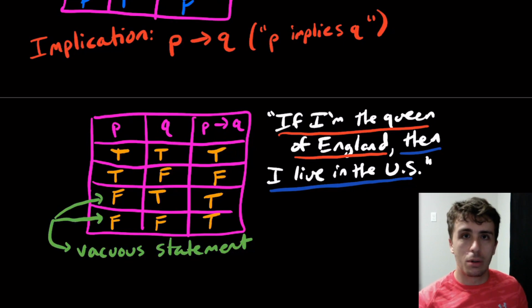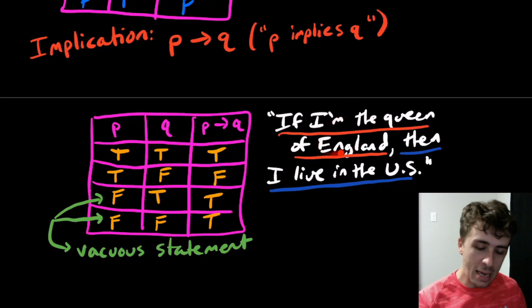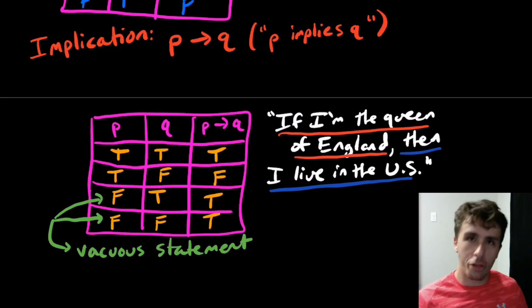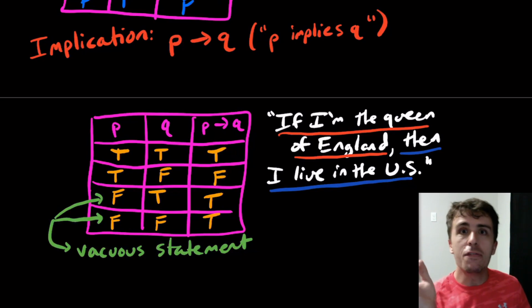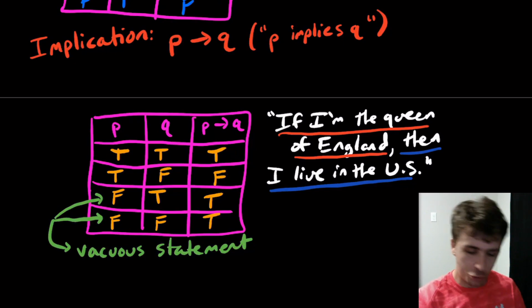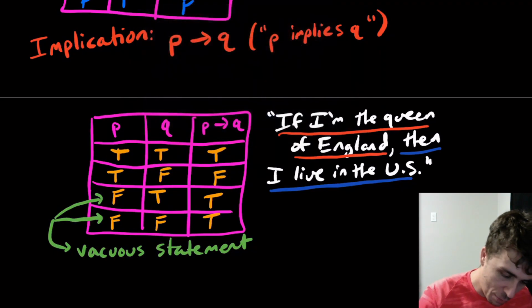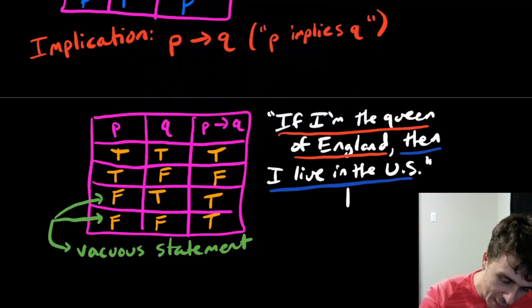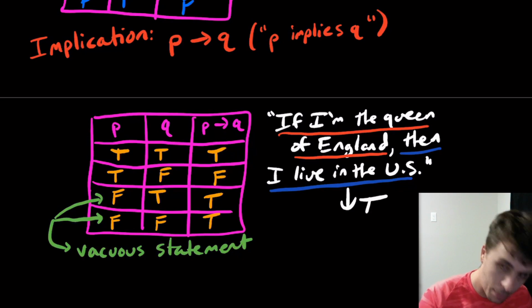The whole thing is going to be true immediately. So that's something to remember here: when the first part of the implication is false, then the whole thing is true. But if the first part is true, then what matters is whether the second one is true or not. So let's do an example of that one. I should say that this evaluates to true.